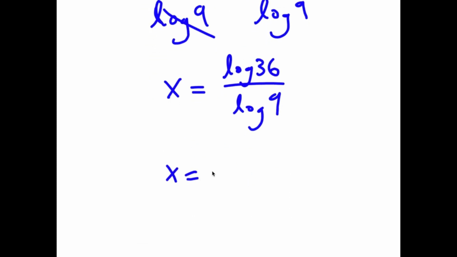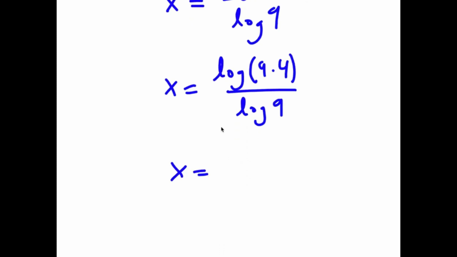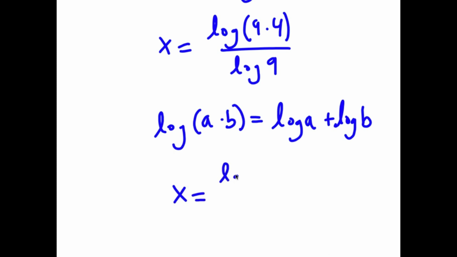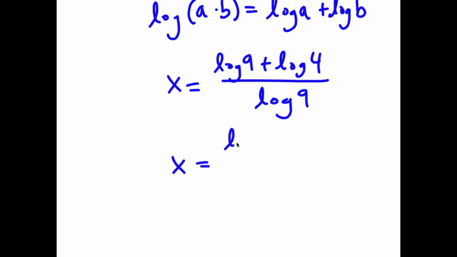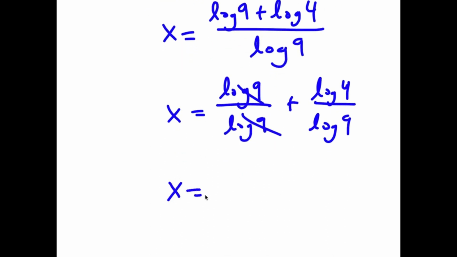So 36 I can rewrite as 9 times 4. So I have log of 9 times 4 over log 9. Now this is the same thing as, if I have something in the form log of a times b, this is equal to log a plus log b. So log of 9 times 4 is going to equal log of 9 plus log of 4. Now I have this over log of 9. And this is equal to log 9 over log 9 plus log 4 over log 9. So then these two cancel out, and now I have x is equal to 1 plus log 4 over log 9.